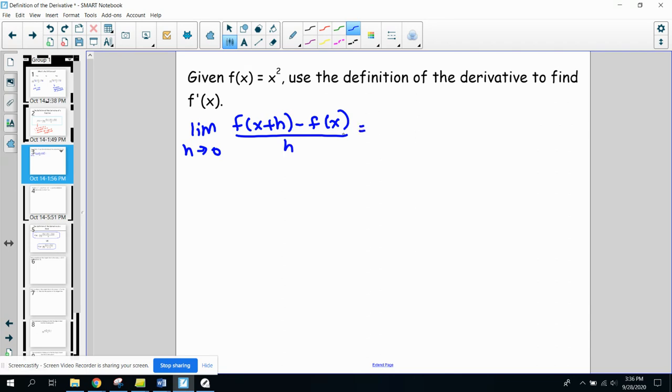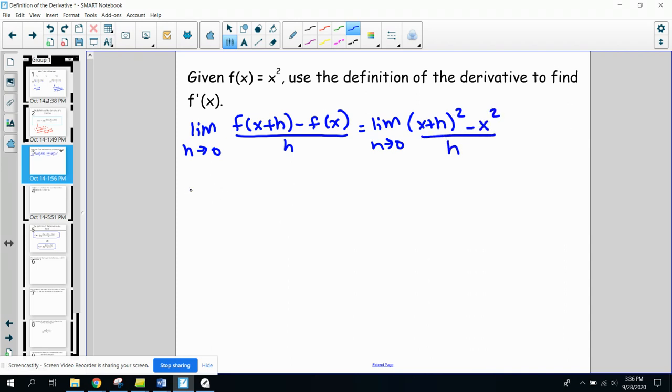So if you remember function notation, basically what we're going to do here is take whatever's in the parentheses and plug it in for x in our function. So x squared is the function, so we're going to plug in x plus h. So I'm going to have x plus h squared, and then I'm going to subtract f of x, so I'm plugging x in, so that's x squared over h.